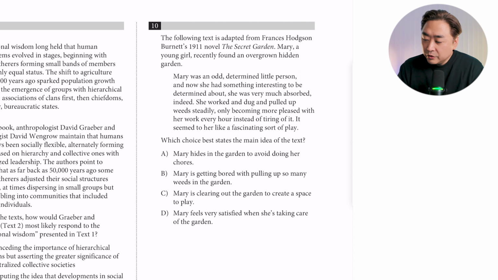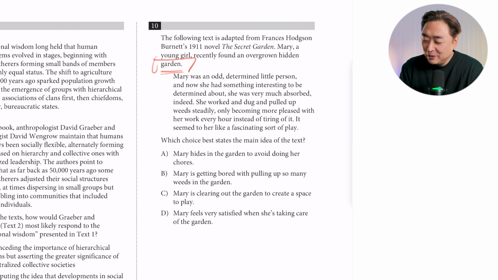It says Mary was an odd, determined little person, and now she had something interesting to be determined about, and she was very much absorbed. So very absorbed. I love it, right? And towards the end, it says it seemed to her like a fascinating sort of play. What? The garden, right? That she found. So let's go over the answer choices.